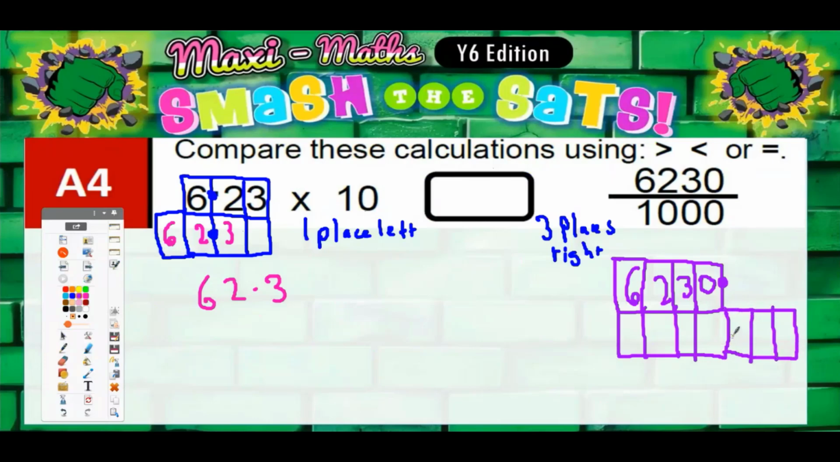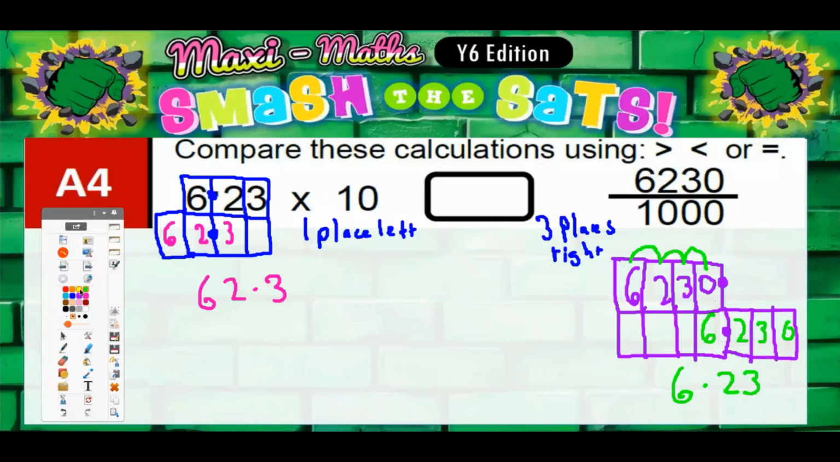So we can move everything. Decimal point doesn't move, don't forget. And then let's move everything 3 places to the right. So this 6 will go 1, 2, 3 into that column. And as long as that 6 is in the correct place, all the other digits will just follow on. So if it goes 6230 in the question, it goes 6230 in the answer. And so that answer is going to be 6.23.